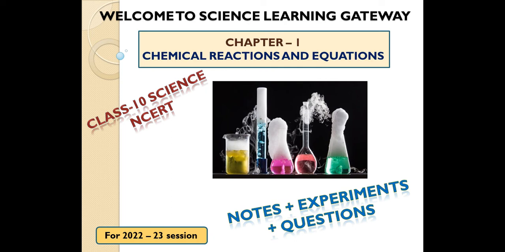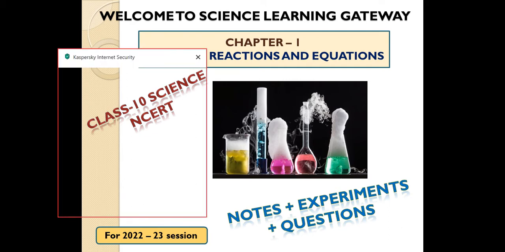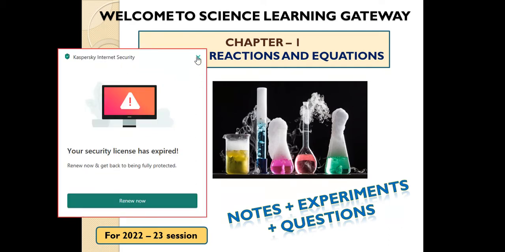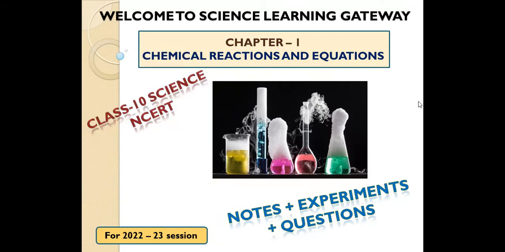So today in this session we are going to start the class 10th science syllabus for the session 2022 to 23. First we are going to start with the first chapter, chemical reactions and equations, and in this tutorial you will get the complete notes plus explanation, as well as we are going to discuss the experiments and the questions which are going to be asked from those experiments.